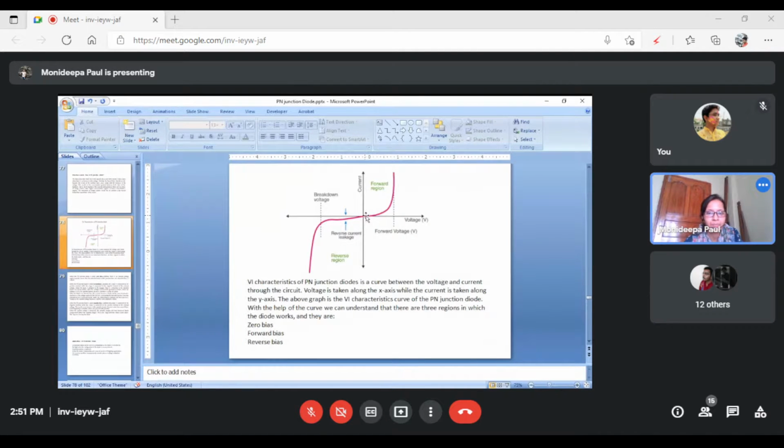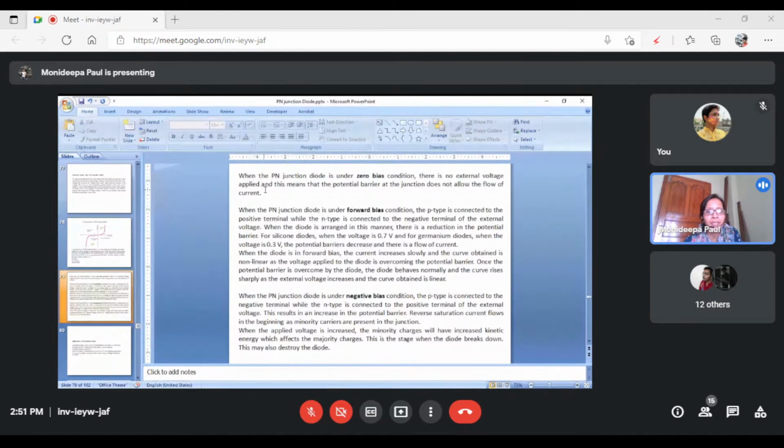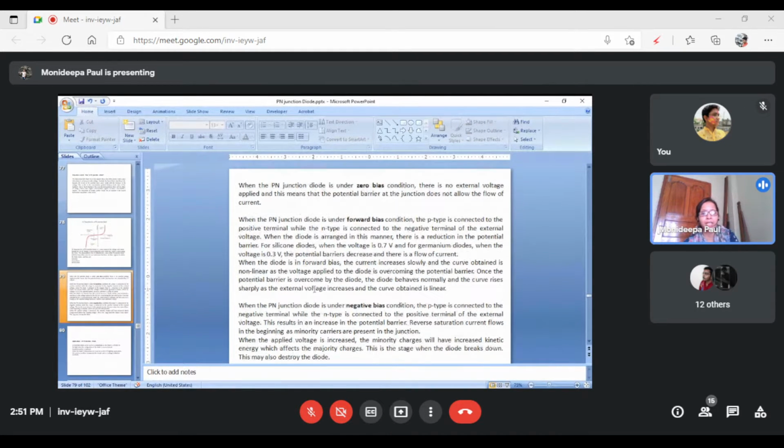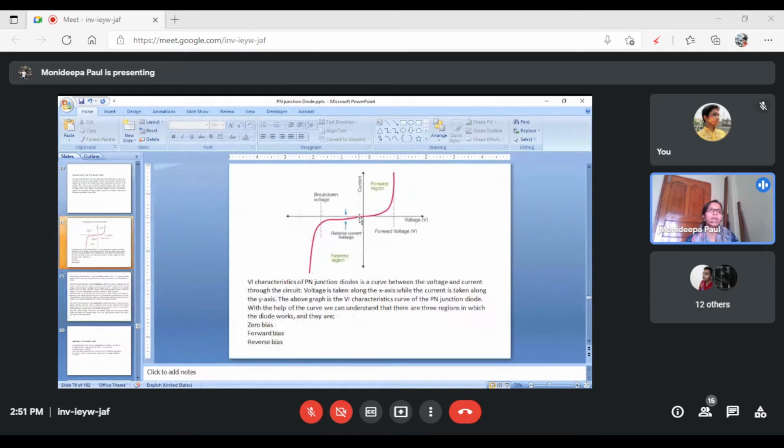applied, and this means the potential barrier at the junction does not allow the flow of current. That means at zero bias condition, at the original position, there is no current and we are not applying any external voltage. The potential barrier opposes the flow of carriers, both minority carriers and majority carriers. So there is no current in the external circuit. That means we are not getting any current through the semiconducting material.